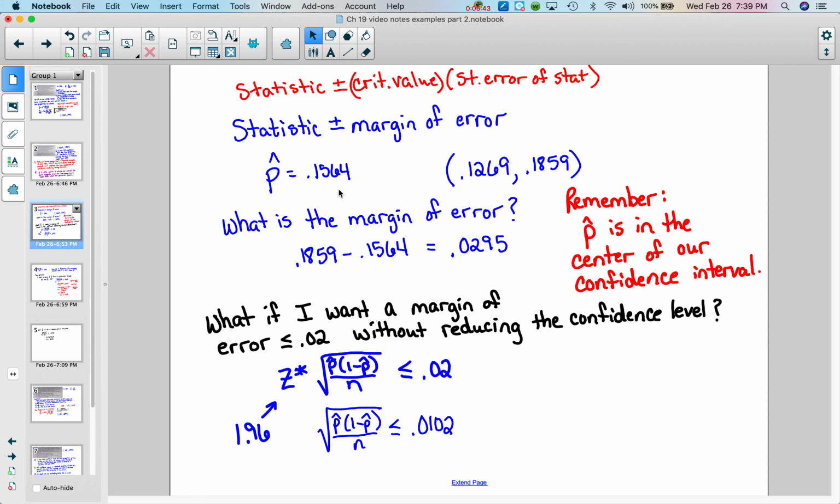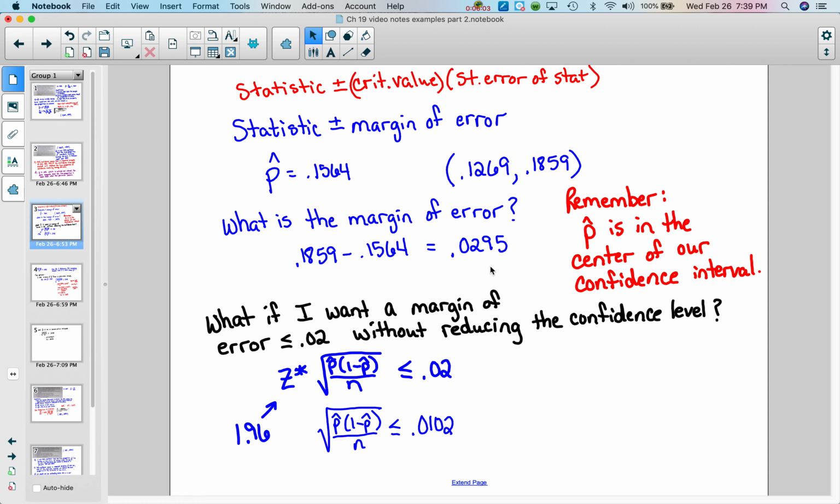So remember in the problem we just did, p hat was 0.1564. This was our confidence interval. So what is the margin of error? Well, the margin of error you can find by just taking one of the endpoints. So I took the upper endpoint and subtracted p hat and got 0.0295.